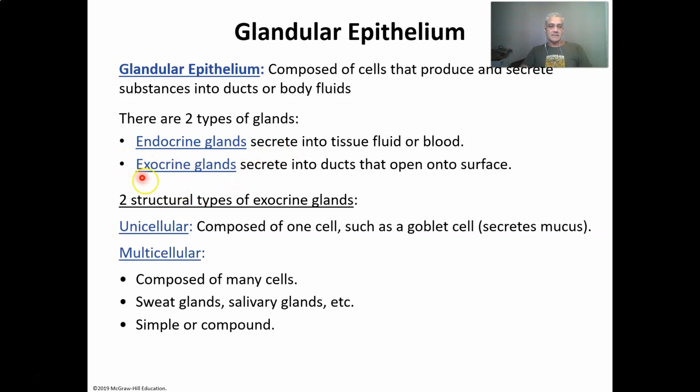Now, exocrine glands can also be defined or subdivided into different categories here. We can have unicellular. That means one cell. One cell can do a particular thing. It can make a particular product, and it can secrete that product into a duct.